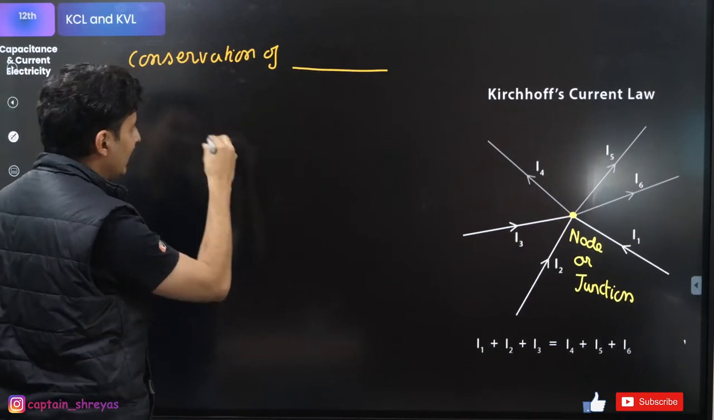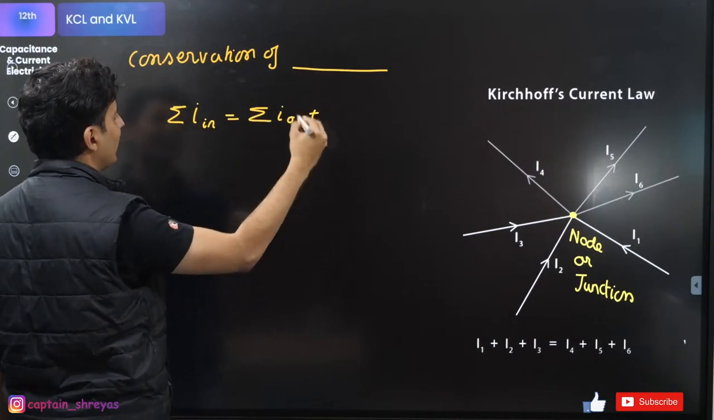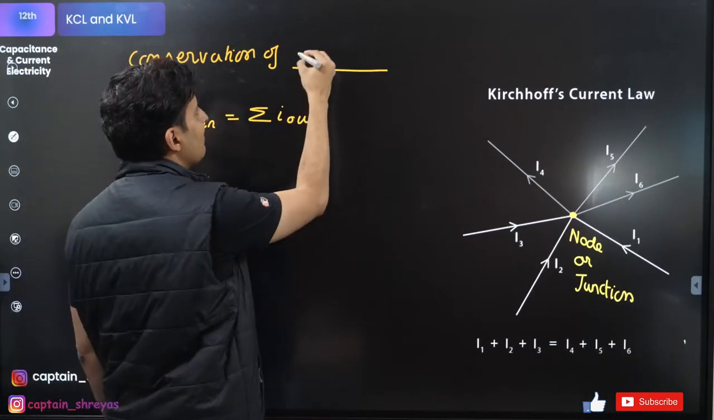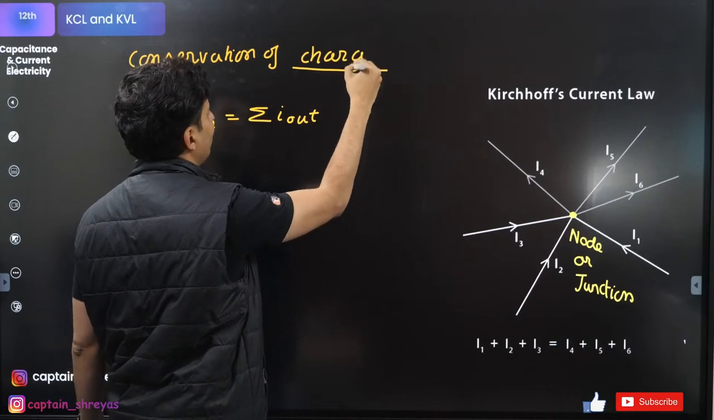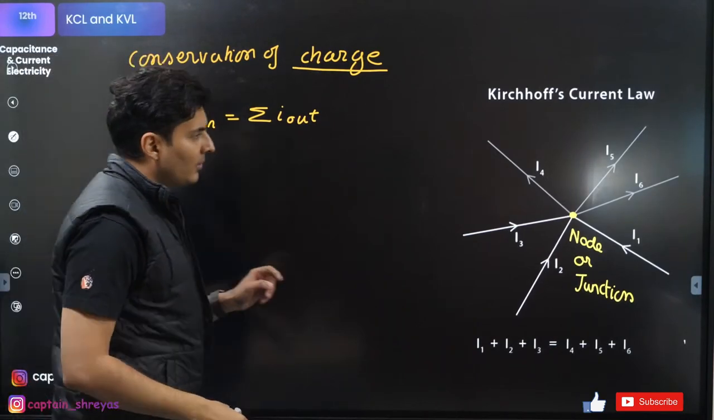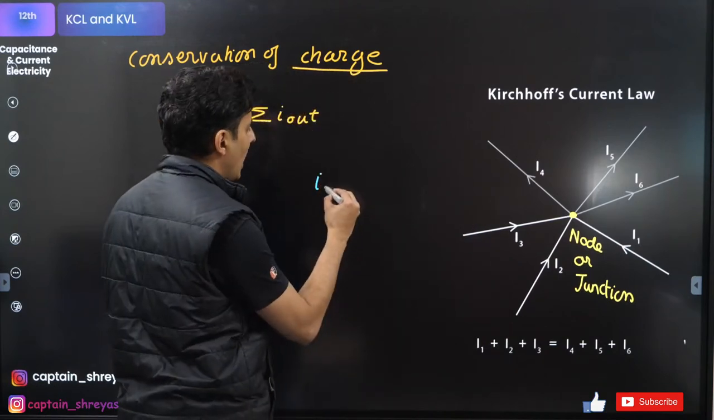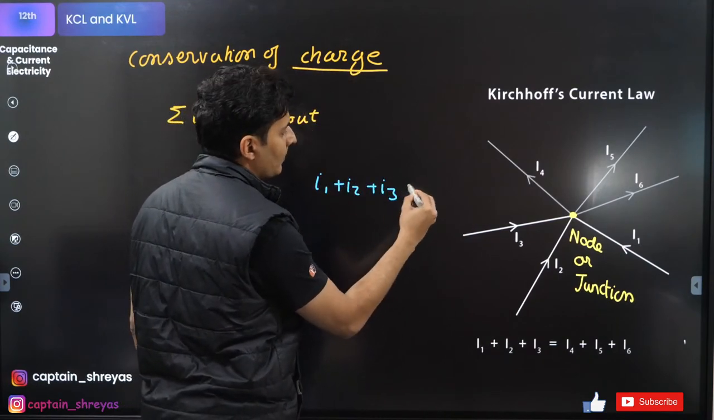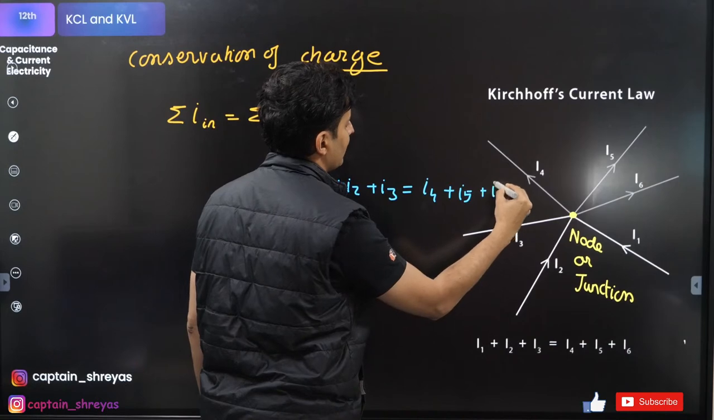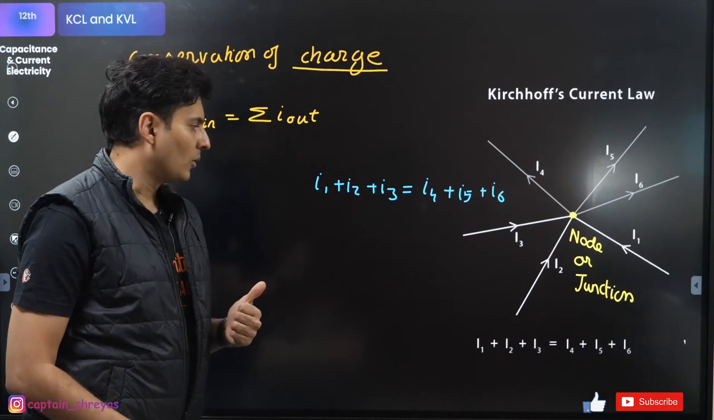Because you will see whatever current is going in is equal to the total current which is going out. That is what it is. Because no charge can stay there accumulated. Exactly. It is nothing but conservation of charge. Perfecto. Excellent. So in this particular example, the currents which are going in are I1, I2 and I3. So I1 plus I2 plus I3. Currents which are going out are I4, I5 and I6. That's it. That's Kirchhoff's current law applied. That's KCL for all of you.